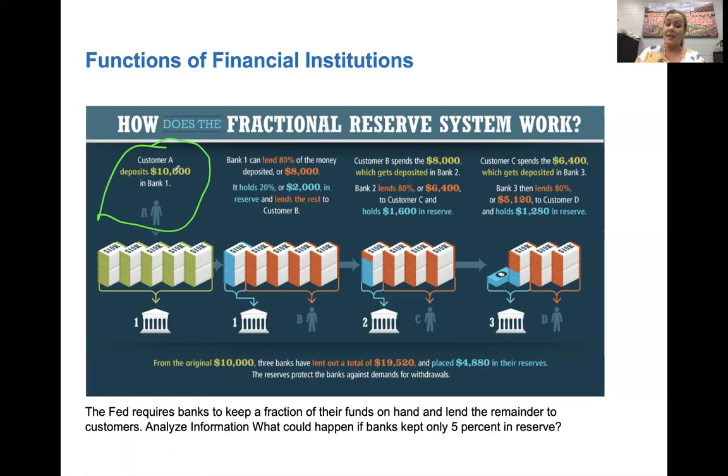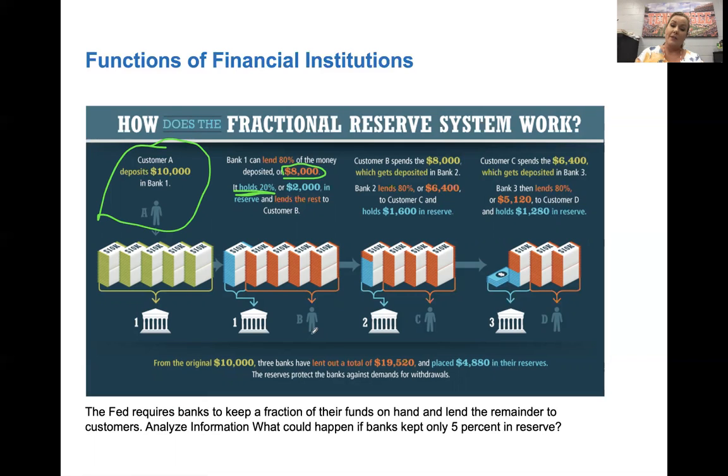So customer A has a $10,000 asset. They've got an account with $10,000 in it. Well, the bank is allowed to lend 80% because the reserve requirement is 20%. So that's $2,000. So 10,000 minus 2,000, the bank can now loan out $8,000.